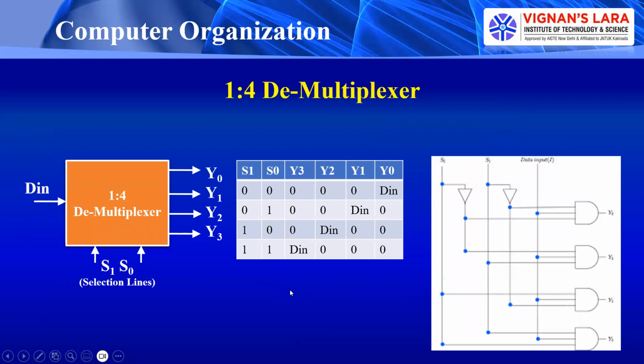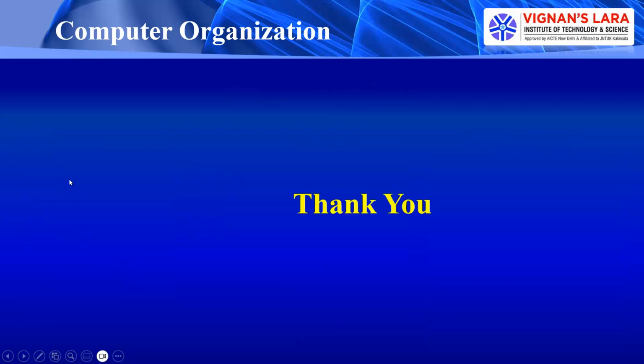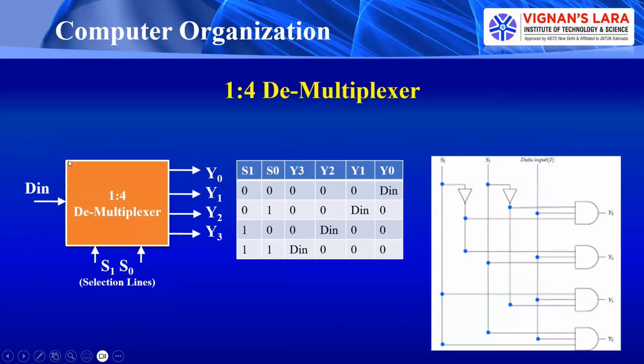If I consider a simple 1 by 4 demultiplexer, or 1 to 4 demultiplexer, this is the block diagram of it. See here, this is the block diagram: data in and selection lines, and the outputs Y0 to Y3. Based on the combination present on the selection lines, D in is directed to Y0 to Y3. See here, friends, S1, S0 both are 0, 0. That means Y0 is selected. So Y0 is equivalent to D in and the remaining outputs are 0.